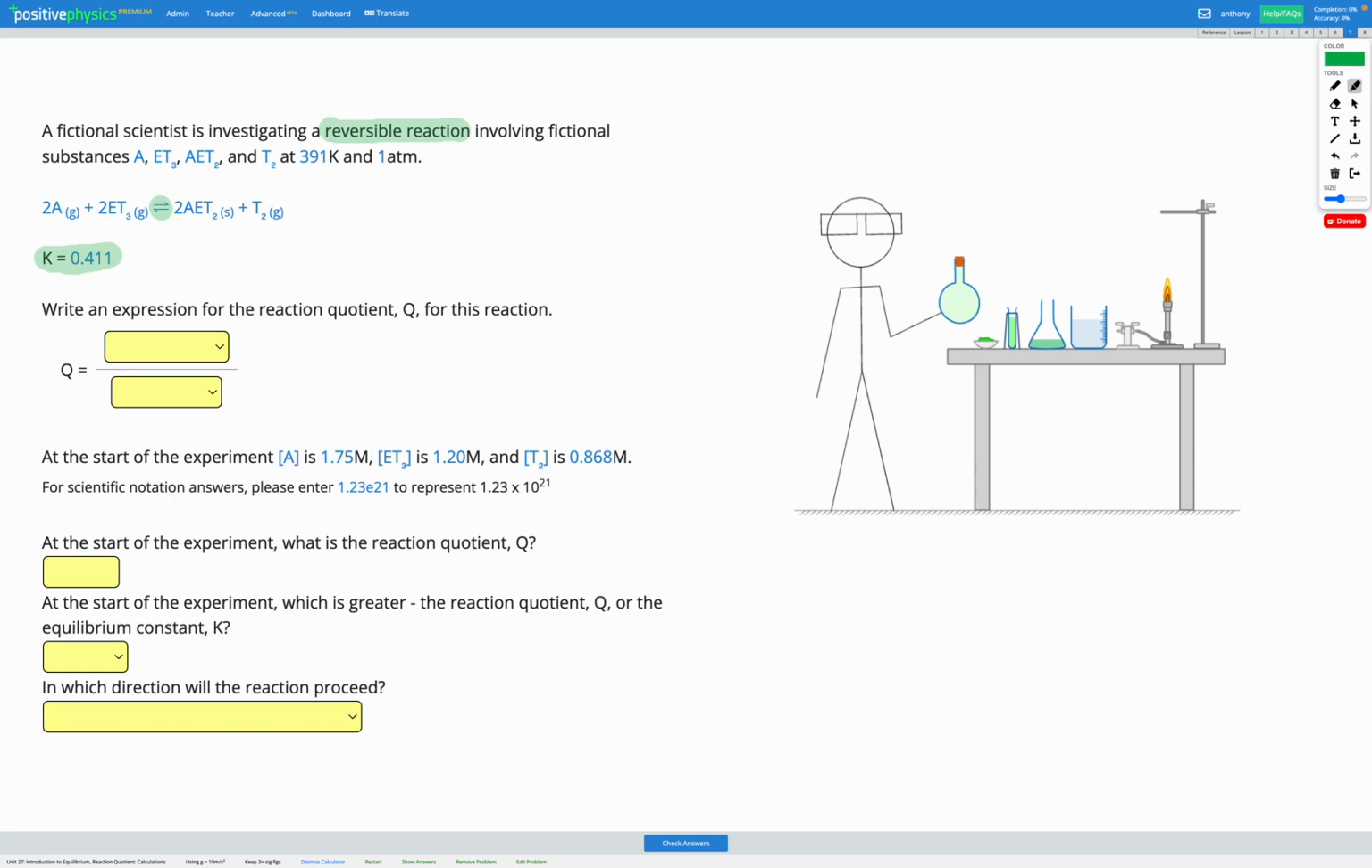Okay, so our goal in this question is going to be finding an expression for the reaction quotient Q for this reaction. We're then going to be calculating the reaction quotient Q at the start of the experiment and using that to figure out which direction our reaction is going to proceed. So let's head to the reference sheet.